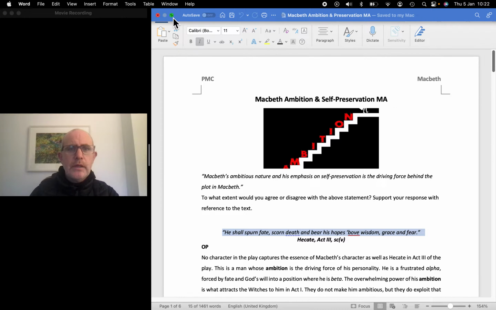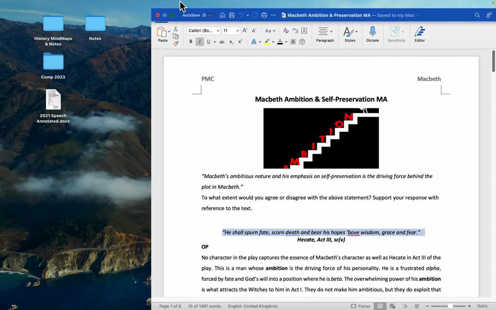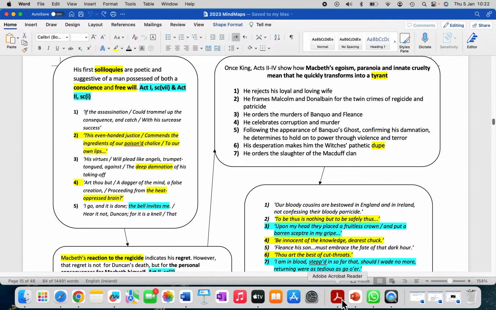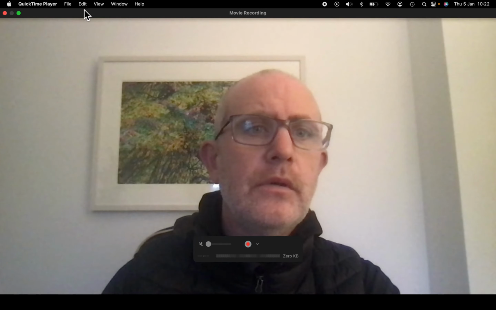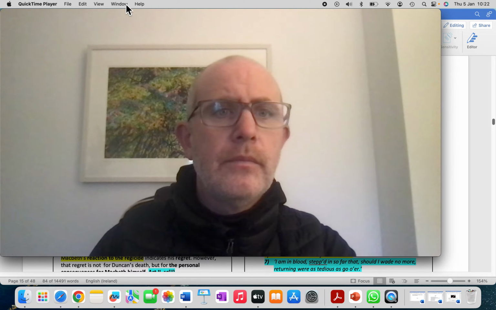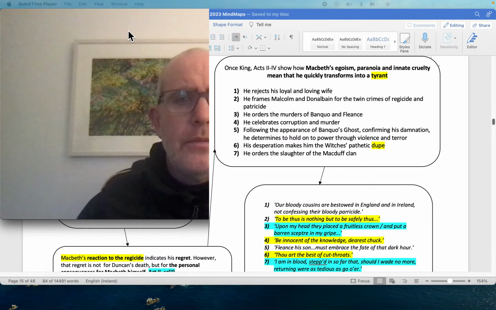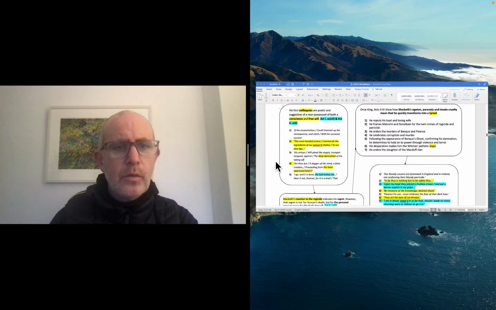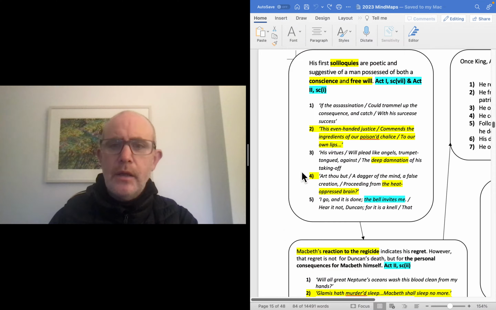So this is, as you know, the Macbeth mind map. And as you know, I'll just get my big face off that for the time being. There we go. Sometimes when you switch to documents on Word, it causes that to happen.